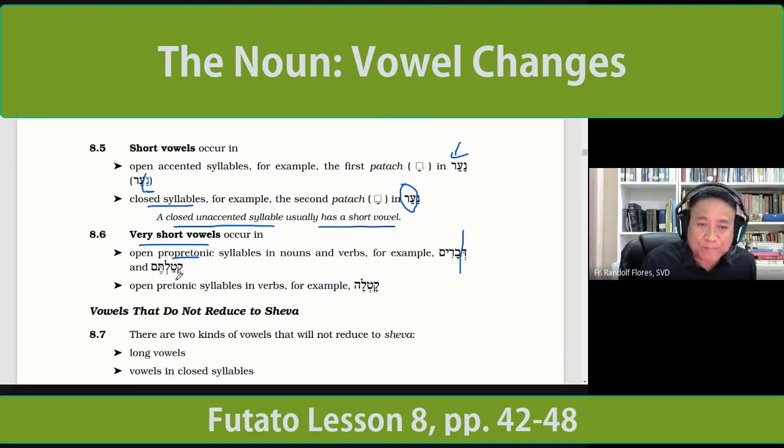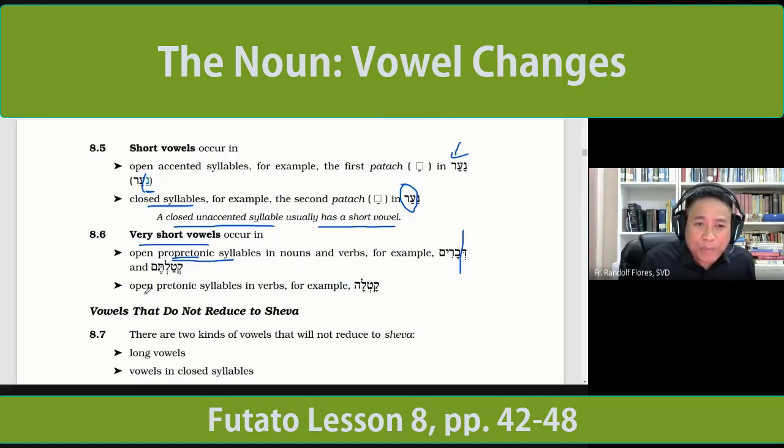Or ketaltem, zekartem. You remember the translation that you had in the assignment. Zekartem. So the ze there is a very short vowel, propretonic syllable.